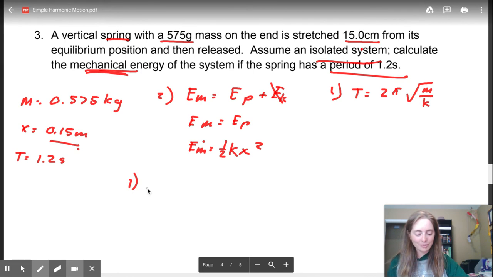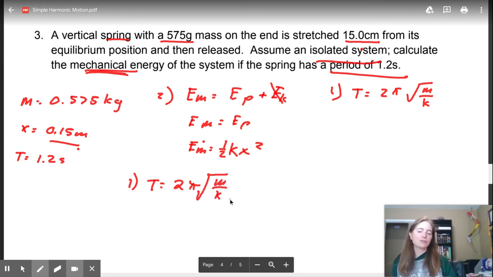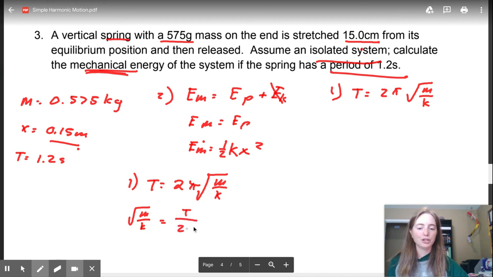So, ladies and gentlemen, we've got period is equal to 2 pi times root m over k. I'm going to have to rearrange this in order to get k. Tricky, tricky. So the first thing I'm going to do is divide by 2 pi. So root m over k is going to equal period divided by 2 pi. Divide both sides by 2 pi.